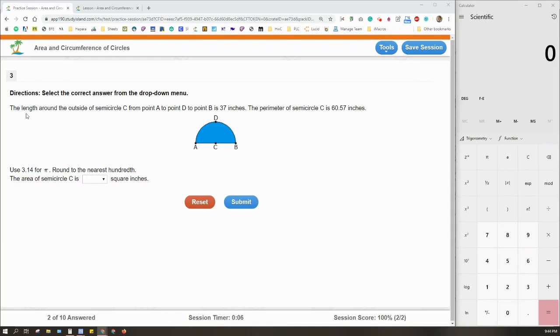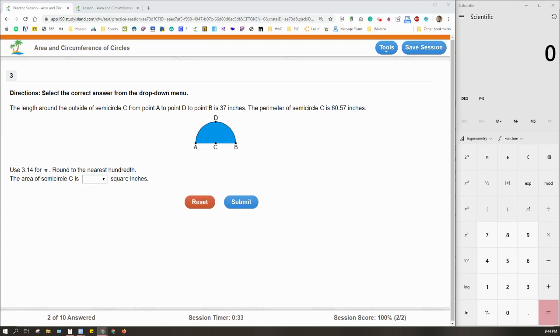Number 3: the length around the outside of semicircle C from point A to point D to point B is 37 inches. So it's 37 inches around the arc, from A through D to B. But the perimeter of semicircle C is 60.57 inches. So 37 inches from here all the way to B, but then when we go all the way back to A along this straight line, we get 60.57 total.